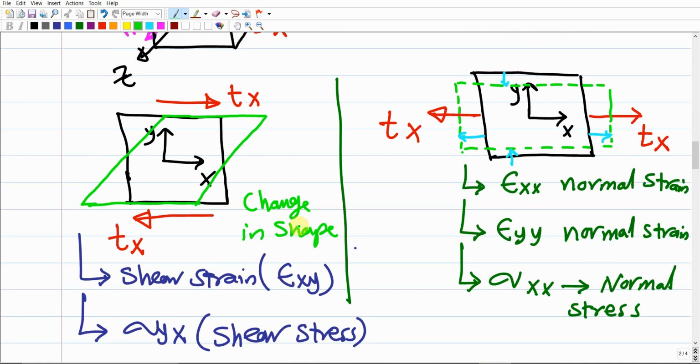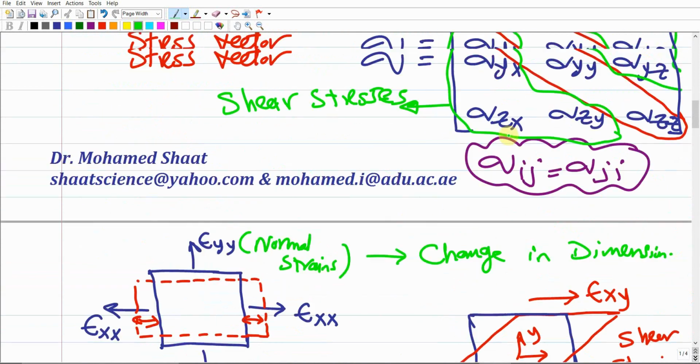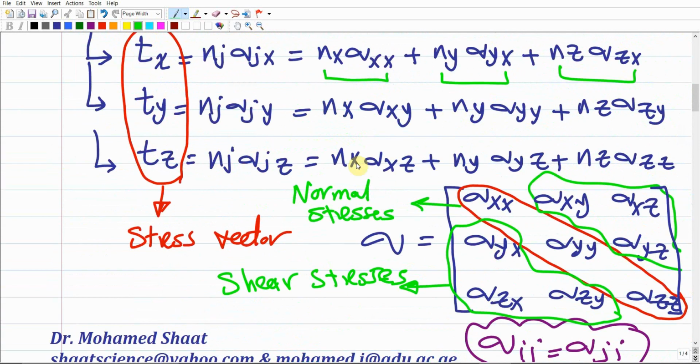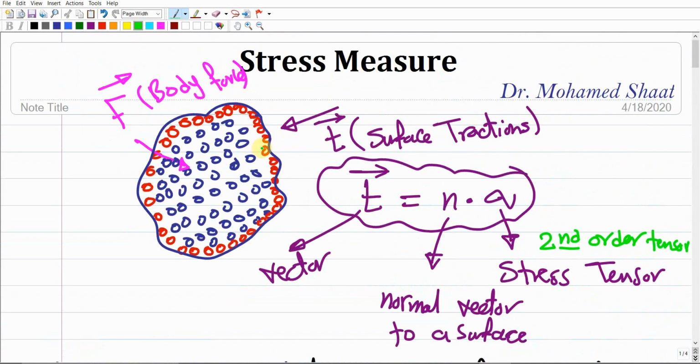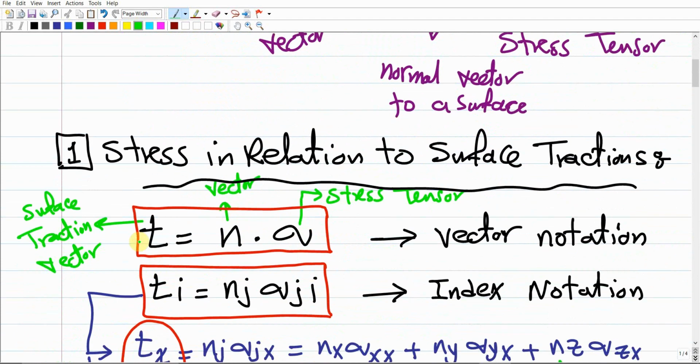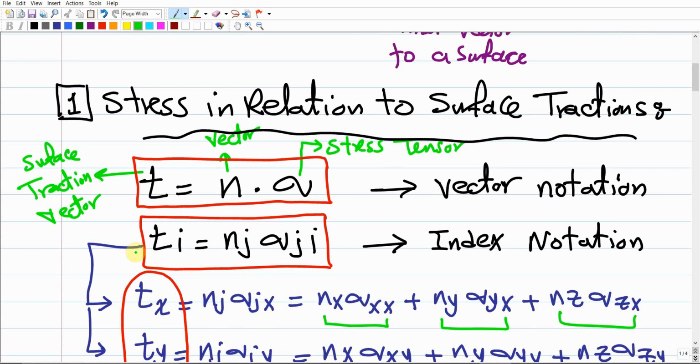Now in this course, it is important to understand what normal stress means and why it is related to the normal strain. The same thing for the shear stress and the shear strain, and how they are connected or related to the surface tractions, or the components of the stress vector acting on the continuum. In other words, these are the surface tractions acting on the particles located over the surface of the continuum. Make sense? And this is the first part of today's video, just to understand this relation.